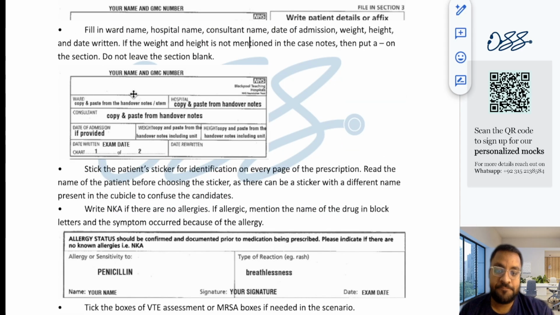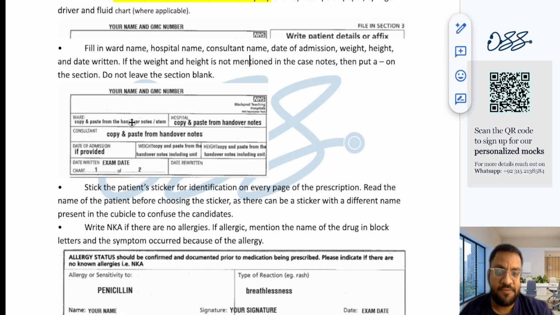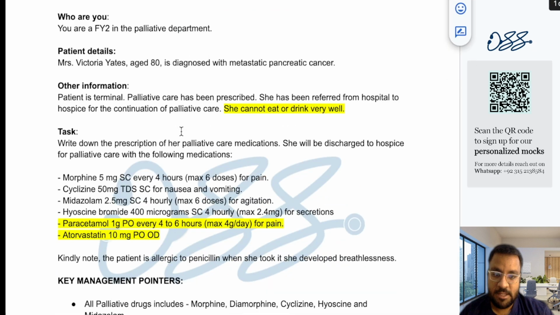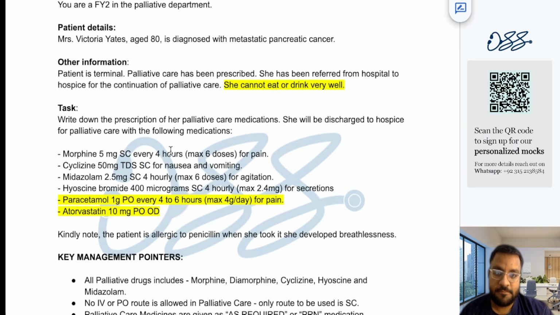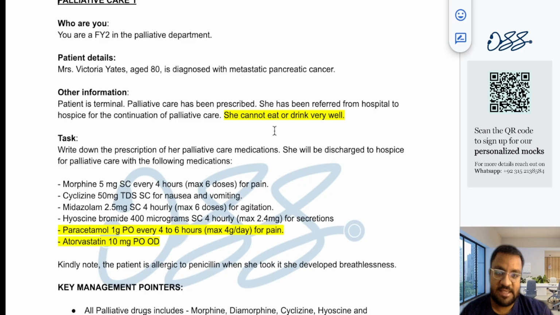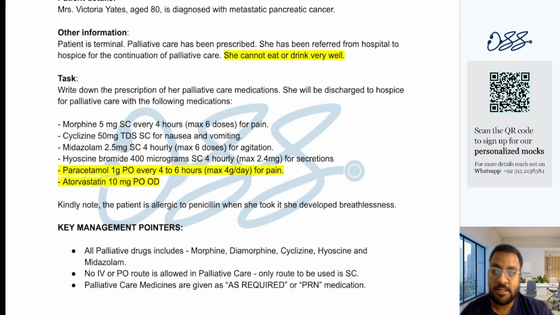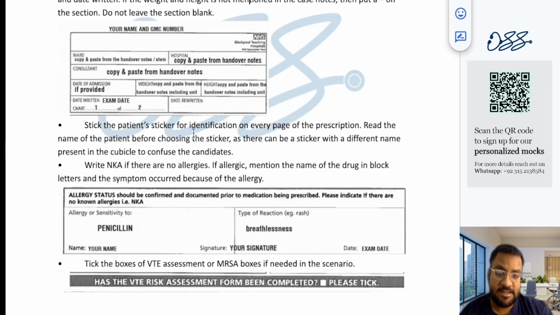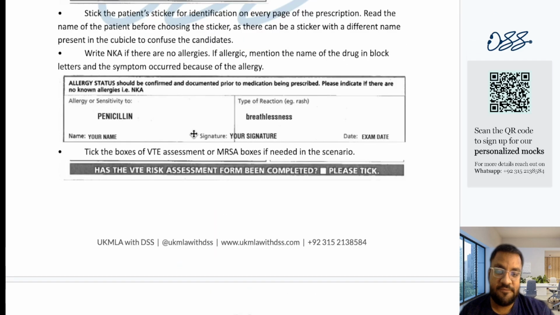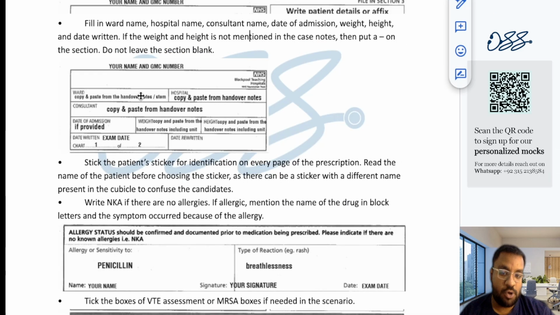Then this particular section in which you have to write the ward name, the consultant name, the hospital name, date of admission. All of these details would be provided in the case notes. I'll just show you one case note. So this is how the case note would be presented to you, and all of these details would be mentioned in the case notes. So make sure that you've copied it down. Make sure that you have mentioned all the details.